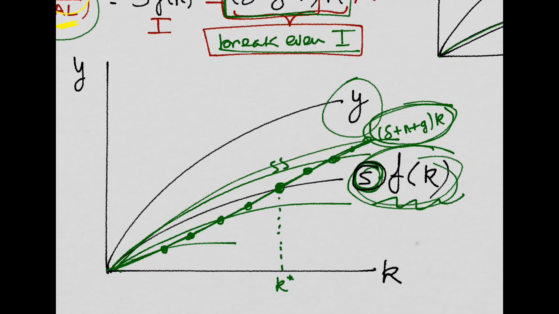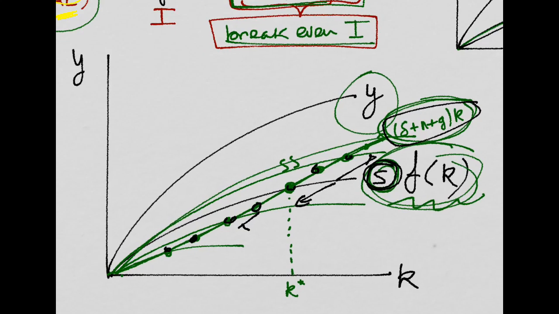We could change the savings rate. We could make it bigger, smaller, and this will just shift the actual investment curve up and down. So we find that there are infinitely many steady state equilibria along this break-even line, depending on the savings rate. And whenever we reach one of these, the economy will stay there, because at the steady state, this is not growing.